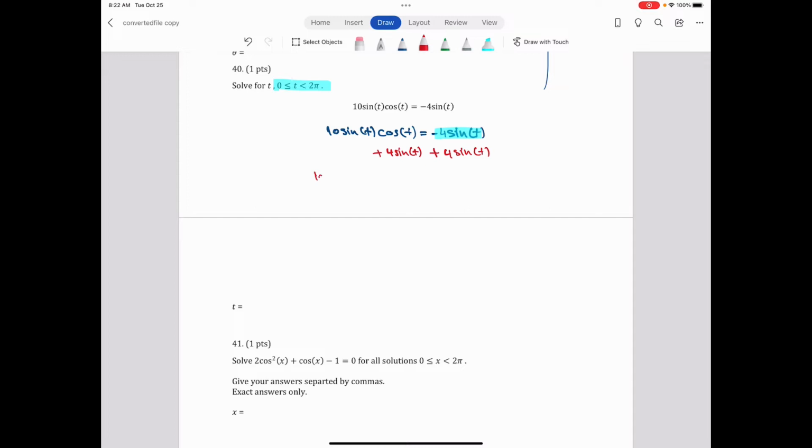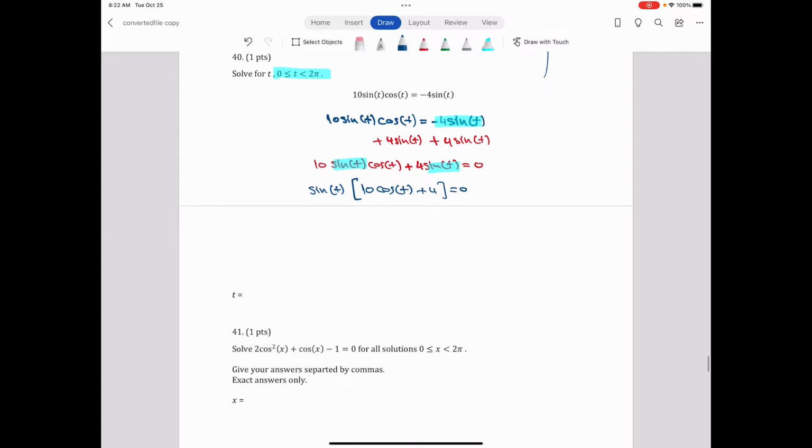So I will have 10 sine t cosine t plus 4 sine t equals 0. Now I will take sine t out as a common factor. So I will have sine t times (10 cosine t plus 4) equals 0.